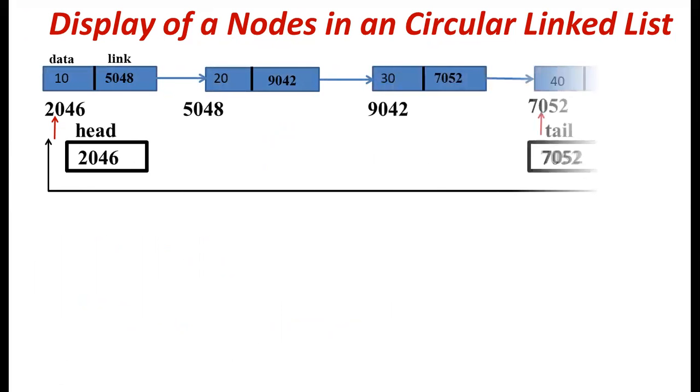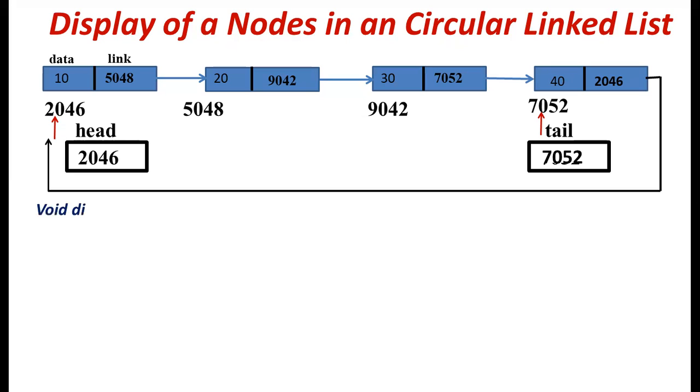Now let us see how to display the elements in our circular linked list. So let us see the second operation, that is how to display the elements in a circular linked list. For that we write the function void display. The same story repeats once again. We need to declare the temporary variable.